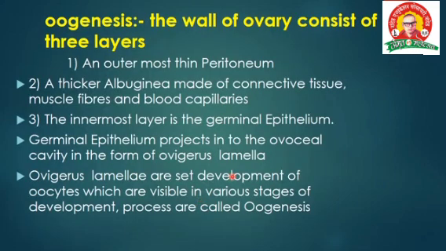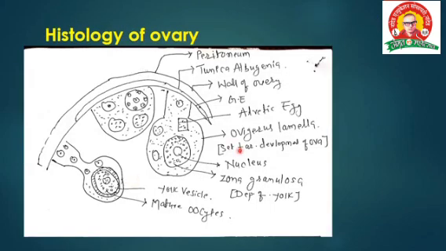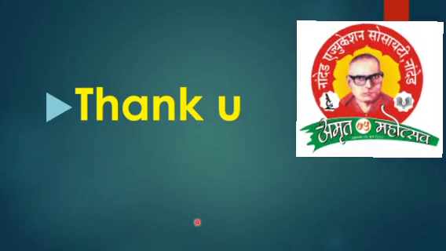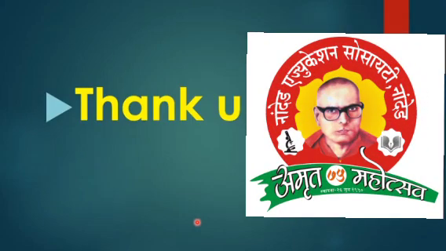Ovigerous lamellae are the site of development of oocytes, which are visible in various stages of development. The process is called oogenesis. Students, this is an important point. What is meant by ovigerous lamellae? Already I told you, it is the site for the development of ova. Okay, this is about the sexual dimorphism in fishes. Thank you.